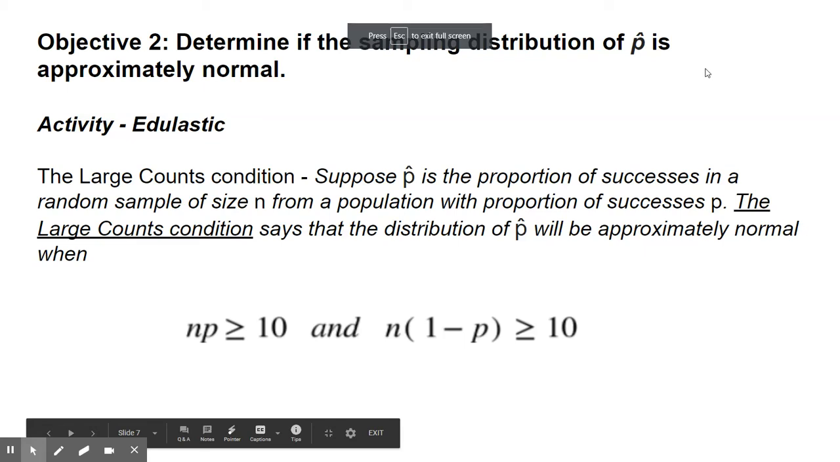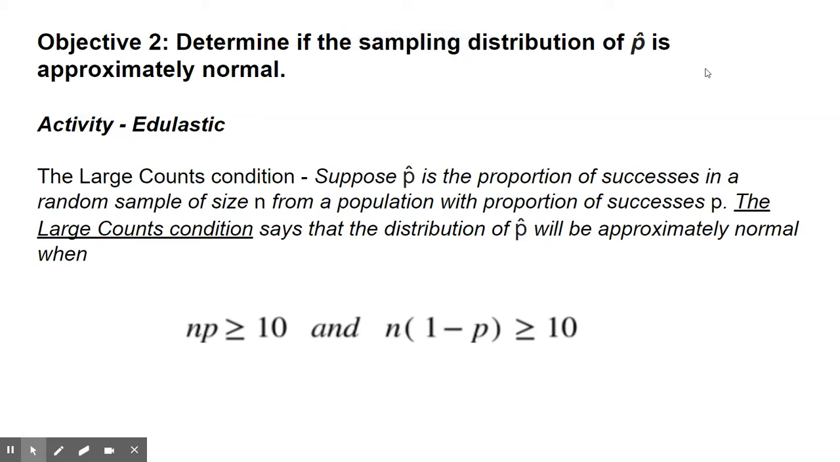All right, so that's objective 2. So we're going to look at the sampling distribution of p hat and talk about it being approximately normal. Very similar again to our sample count from section 6.3. So you should pause this video. You should go do this activity in Edulastic and then come back.